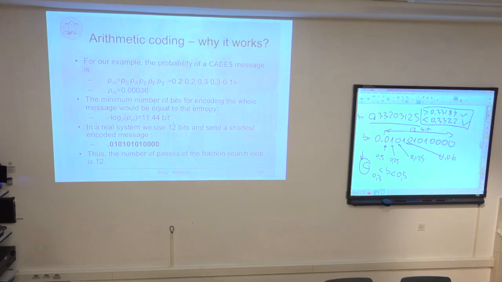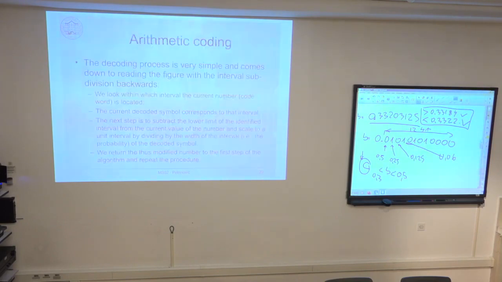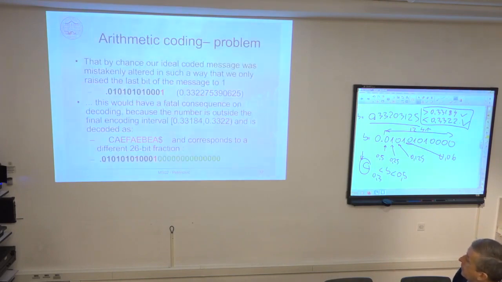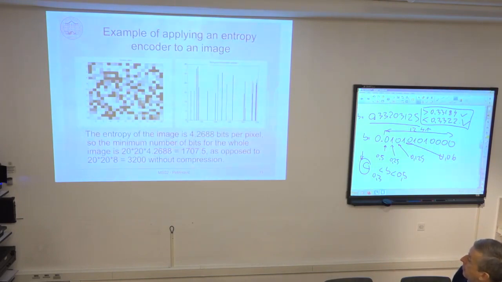So I have to increase the message length by 1 bit in order to encode it with the chosen, in our case, 12 bits. So this might be, for example, 11.01, but still I have to use 12 bits. And that is the main advantage in comparison to the Huffman coding that we have described.